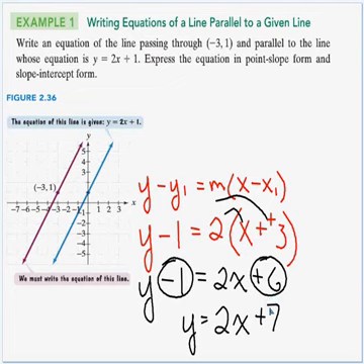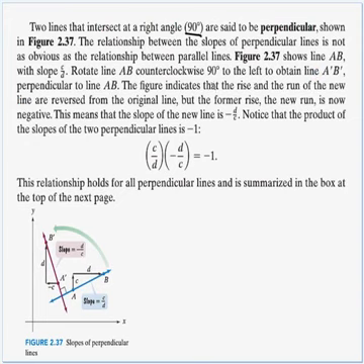Okay, two lines that intersect at a right angle, 90 degrees, are said to be perpendicular, shown here in figure 2.37. The relationship between the slopes of perpendicular lines is not as obvious as the relationship between parallel lines. The figure shows line AB, which has the slope c over d. So here the blue line is AB, and its slope, its rise and run, they're just using letters, c over d. So that's our rise up c and our run to the right d.